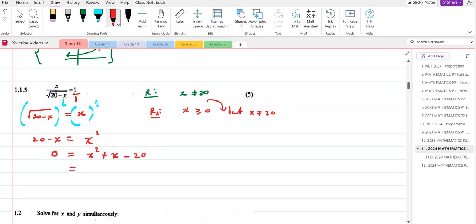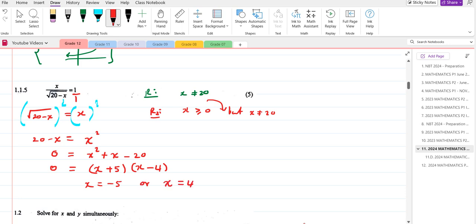Now I'm going to teach you a trick to factorize on the calculator. But as we see, x times x is x squared, and 5 times 4 will be 20, alright? So it has to be plus 5 and minus 4. Now therefore x is equal to minus 5, or x is equal to 4.